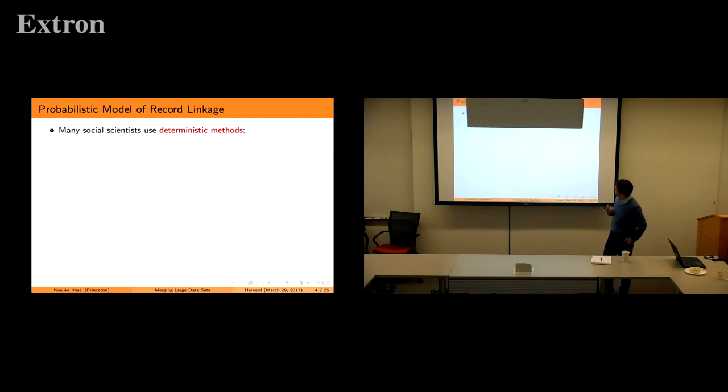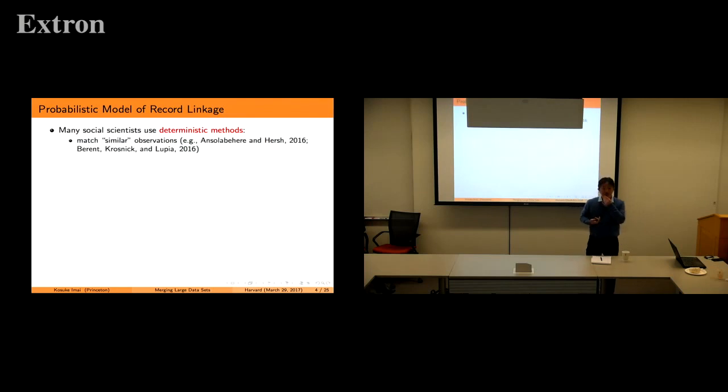it turns out that many social scientists use deterministic methods. So the couple of papers that I cited in political science somehow define similar observations and then decide if they are similar enough, they're called matches. There are a lot of proprietary methods. Catalyst, I think, is the vendor that's making a lot of impact in this area. The ANES relies on Catalyst match, for example.